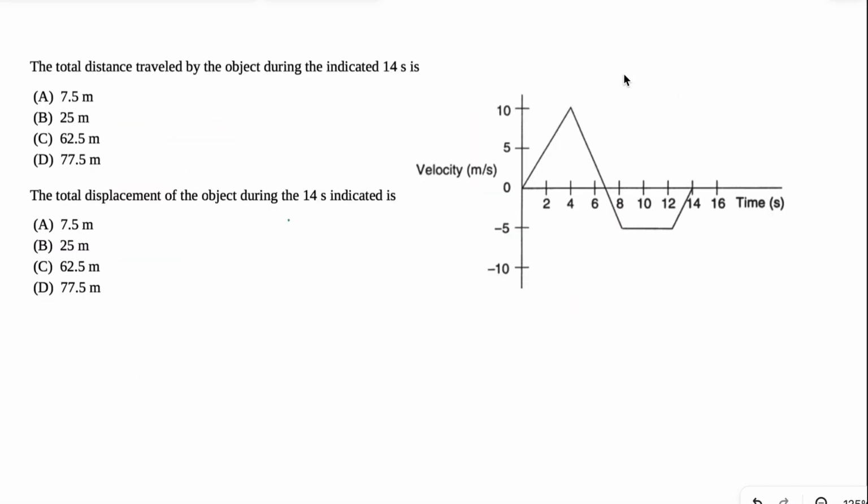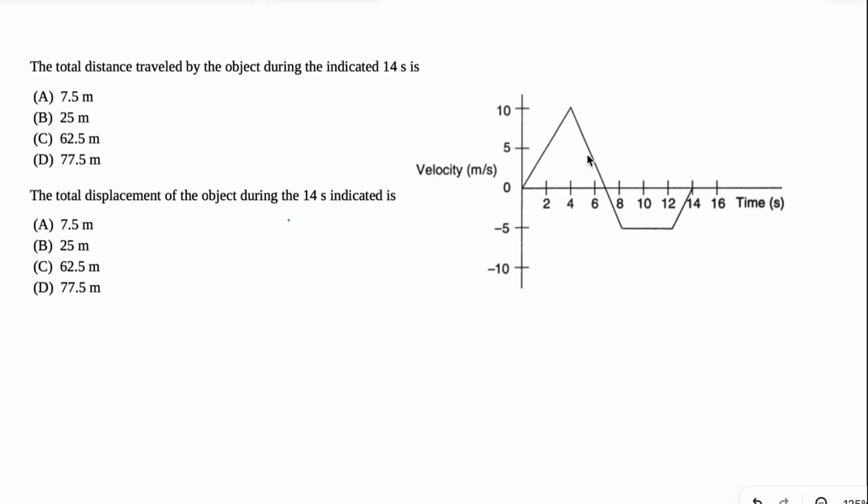Okay, so we're given a velocity time graph in this question, and then there are parts to this. The total distance traveled by the object during the indicated 14 seconds, and the total displacement of the object during the indicated 14 seconds. So we need to find the distance and the displacement. The two are separate because one is a scalar quantity, the other is a vector quantity, as you already know. So that's why the difference.